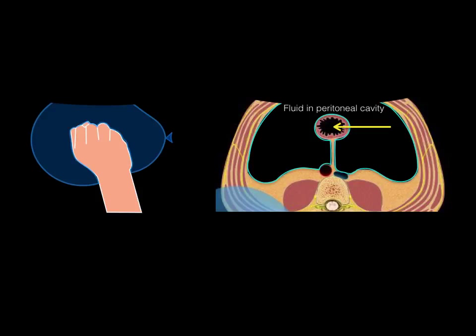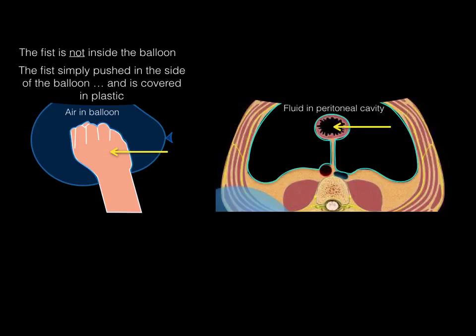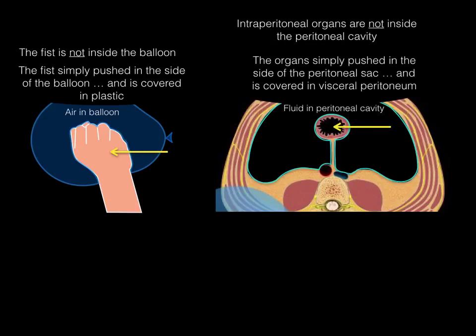Now, remember this fist in the balloon analogy? Well, there's the fist and there's the air in the balloon. The fist is not inside the balloon. The fist simply pushed in the side of the balloon and is covered in plastic. The intraperitoneal organs are not inside the peritoneal cavity. The organ simply pushed in the side of the peritoneal sac and is now covered in visceral peritoneum.